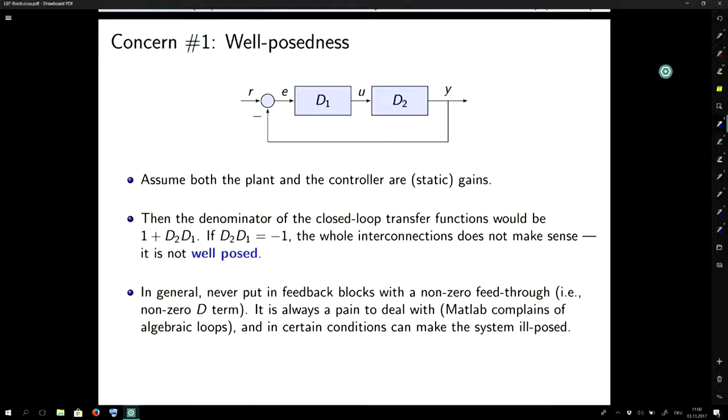Okay, in general, let me just conclude the thought here: never put in feedback blocks which have non-zero feedthrough, okay, because then you can get into these well-posed issues. MATLAB will get upset at you. MATLAB calls things like these algebraic loops, okay? So just don't do it, okay? Just make sure that you never have feedback of terms with non-zero feedthrough, okay? And also in some conditions it can make the system ill-posed.